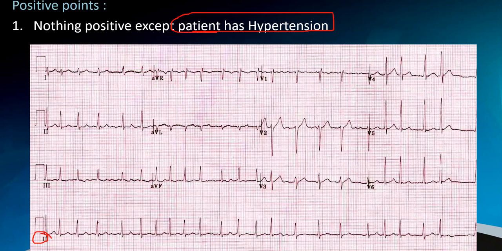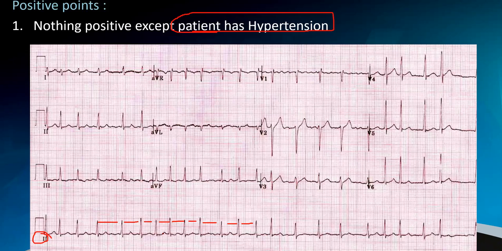Okay. So you can see that this is 1 RR interval, this is 1 RR. So it's irregular. You can see it's not the same in every RR interval. So heart rate is increased, rhythm irregular.